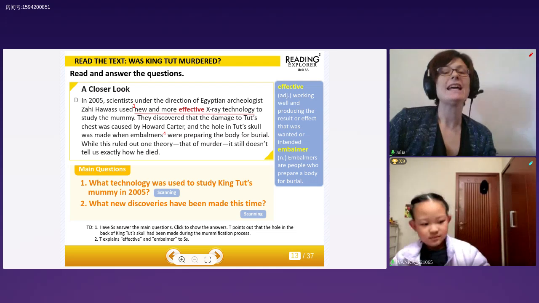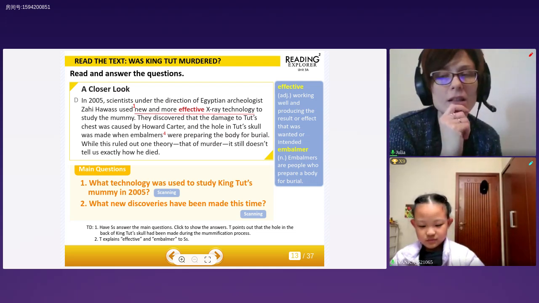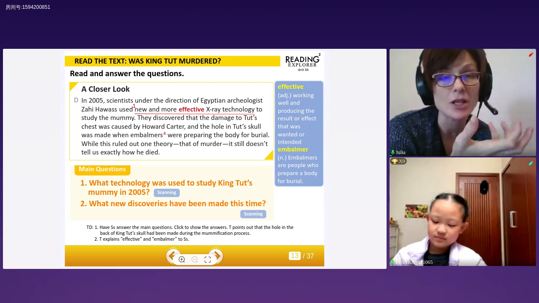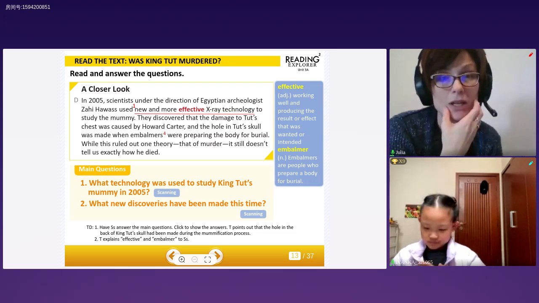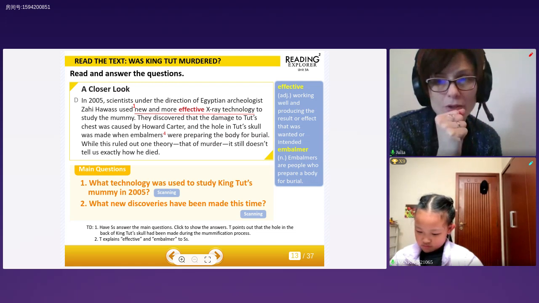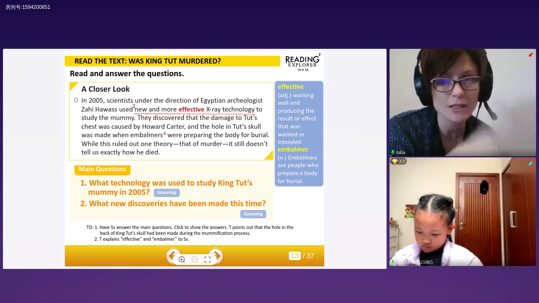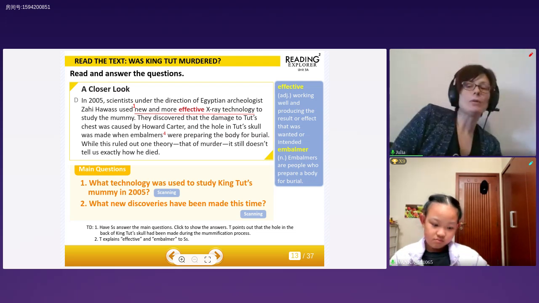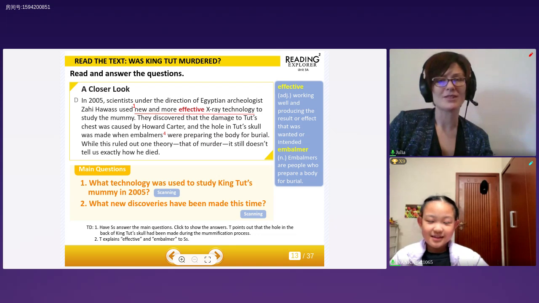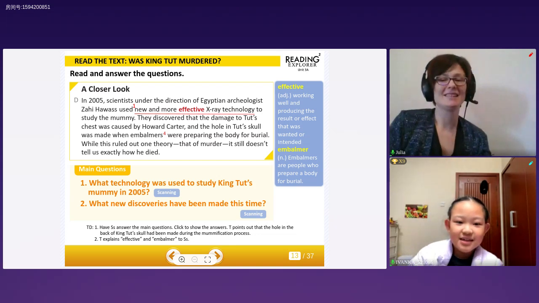Very good. And now that we know that Zahi Hawass used some more effective X-ray technology, he discovered something very important about his skull, about that cause number two, right? Because we talked about the chest, the skull, and then we mentioned the leg, right? What do you think happened to the skull? I think it was because of the embalmers.